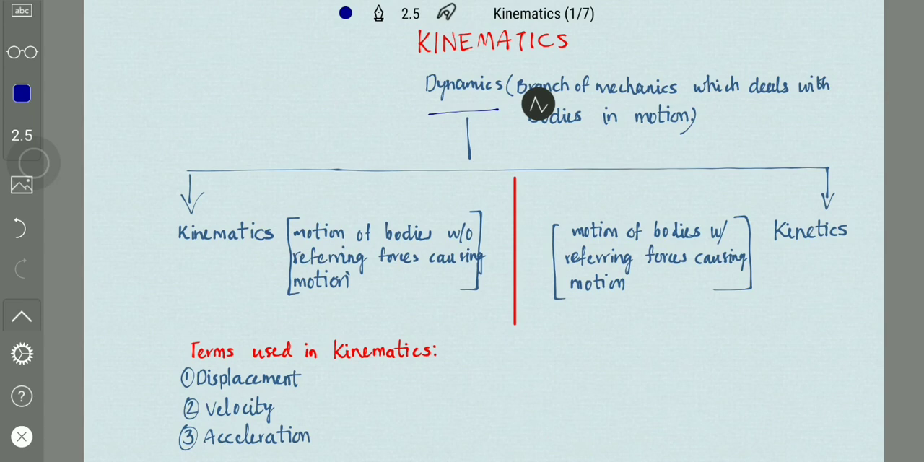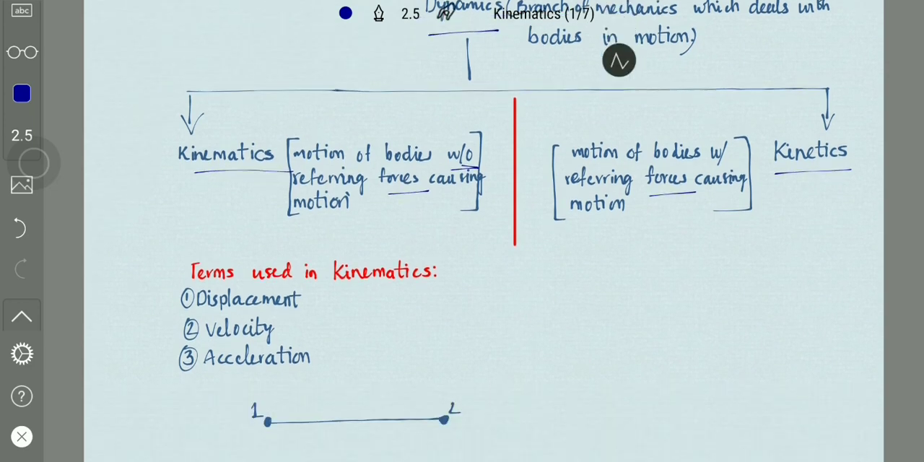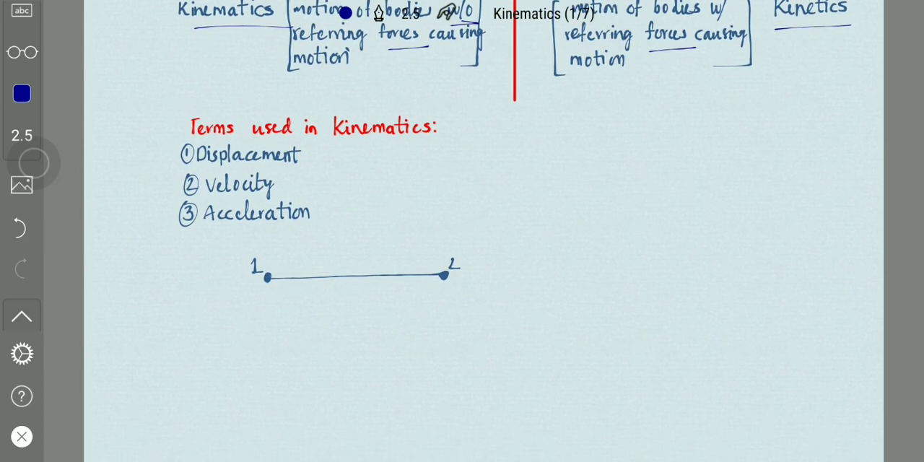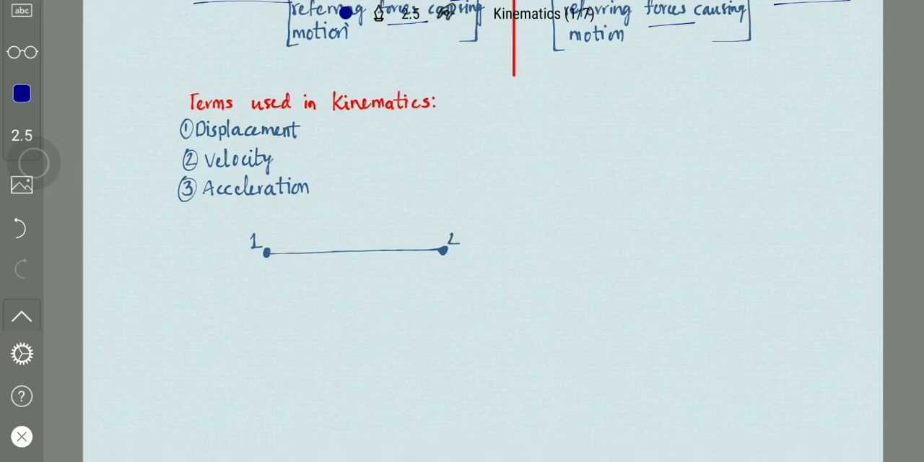And dynamics is divided into kinematics and kinetics. Kinematics is the one which is the study of bodies without referring to the forces causing the motion. That means we do not consider the forces which are causing the motion. Whereas in kinetics, we consider the forces which are causing the motion. So in today's lecture, we will see about kinematics, that is without considering the forces that are causing the motion.